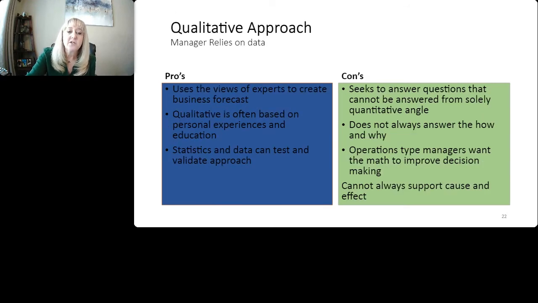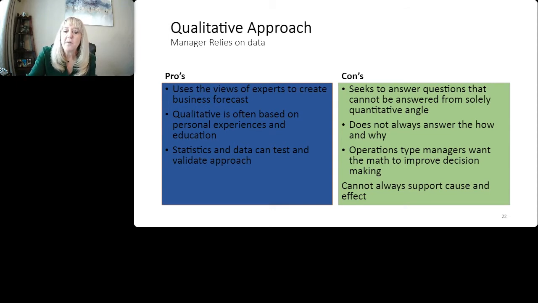So the qualitative approach is using the views of experts to create a business forecast. Qualitative is often based on personal experiences and education. Statistics and data can test and validate approaches. But on the negative side, or the cons, is that it seeks to answer questions that cannot be answered solely from a quantitative angle. I had a supervisor that was very analytical, and I would come to that individual and say, well, it's because of my experience, and this is why. And it doesn't always answer the hows and the whys.